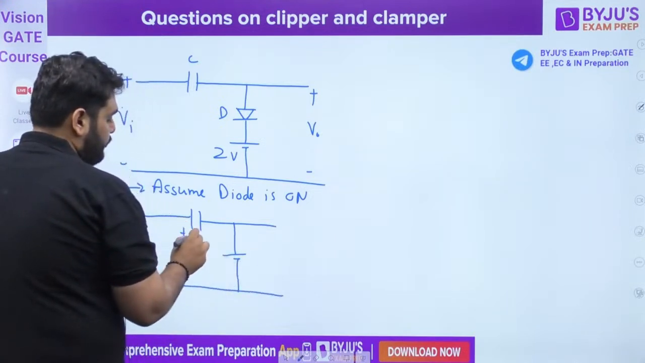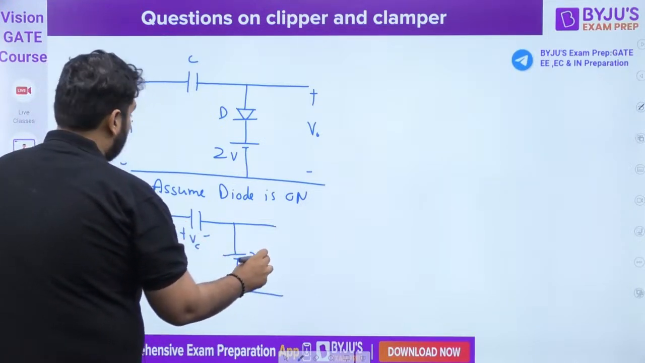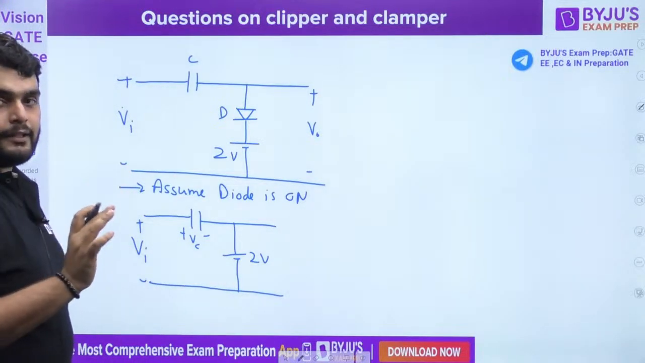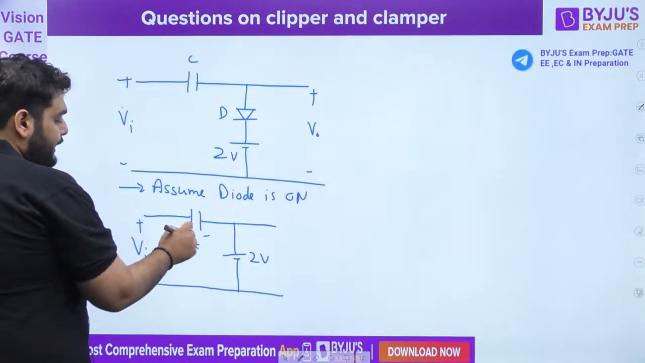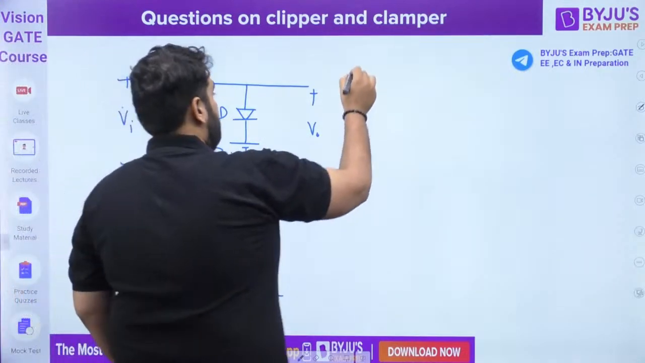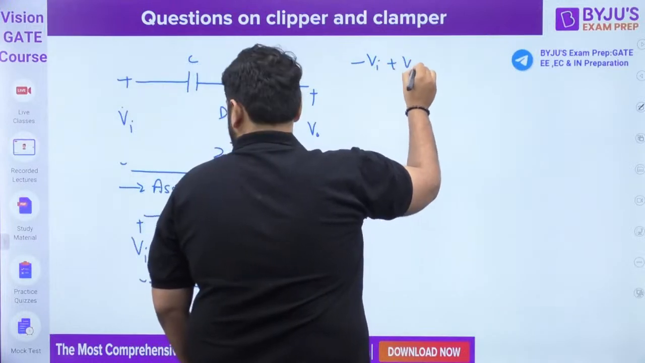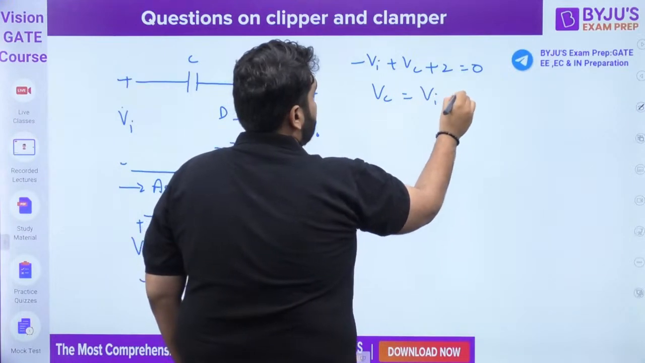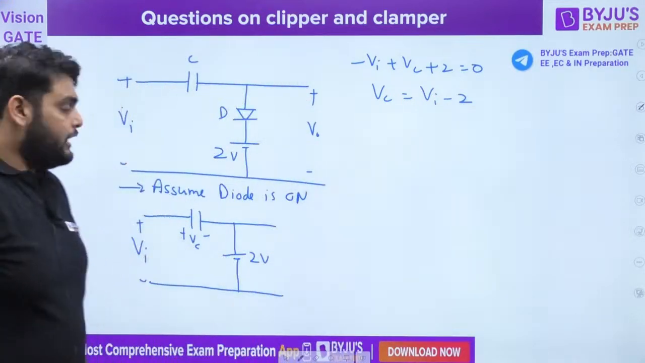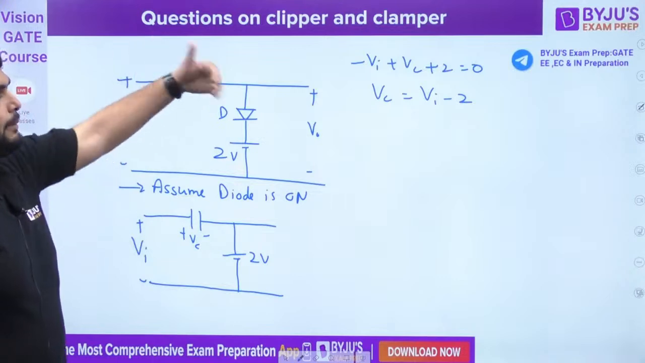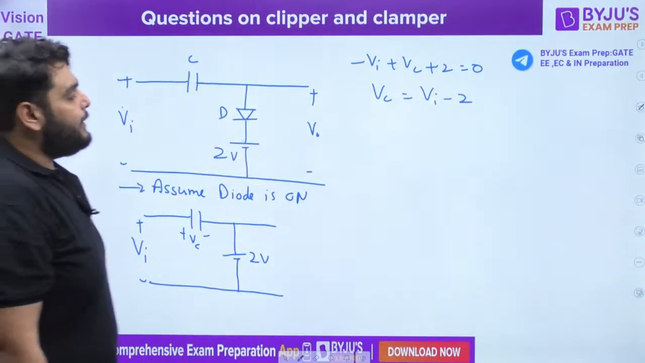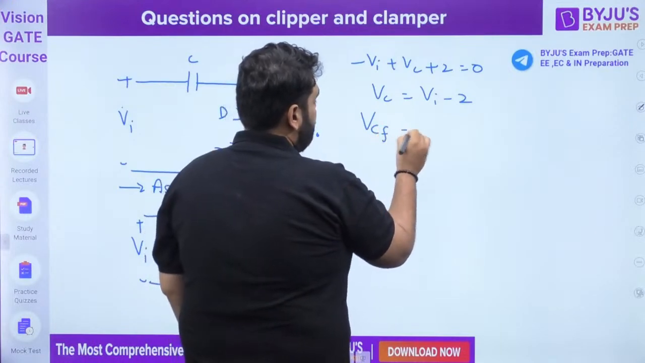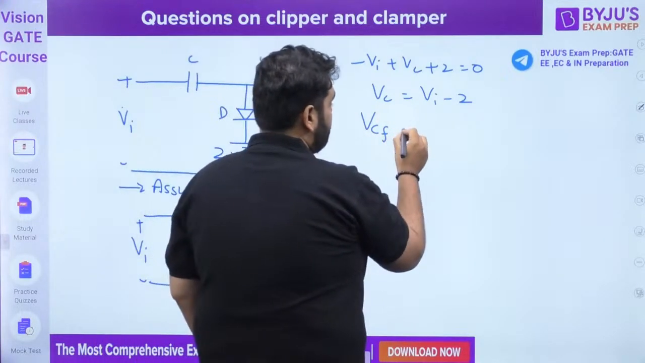We have a capacitor voltage plus minus VC, the 2 volt source, and the input voltage VI. Understand this thing. Now, can you find out the capacitor voltage? Minus VI plus VC plus 2 equals 0. The capacitor voltage comes out to be VI minus 2. So if the input voltage is changing, the capacitor voltage is also changing. But here we need to find out the final value stored in the capacitor.